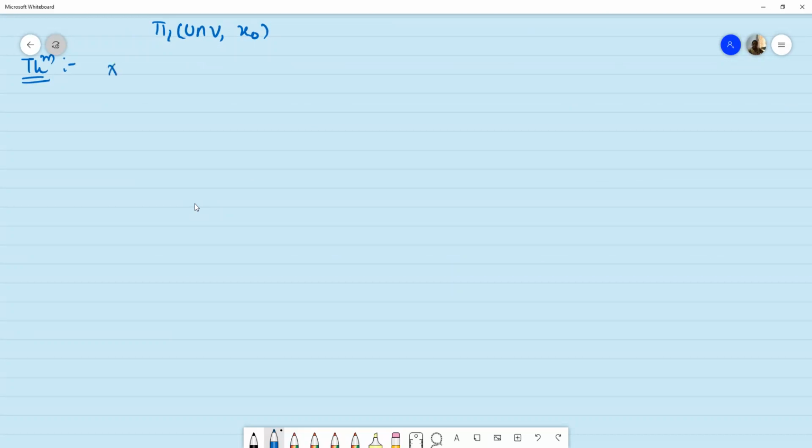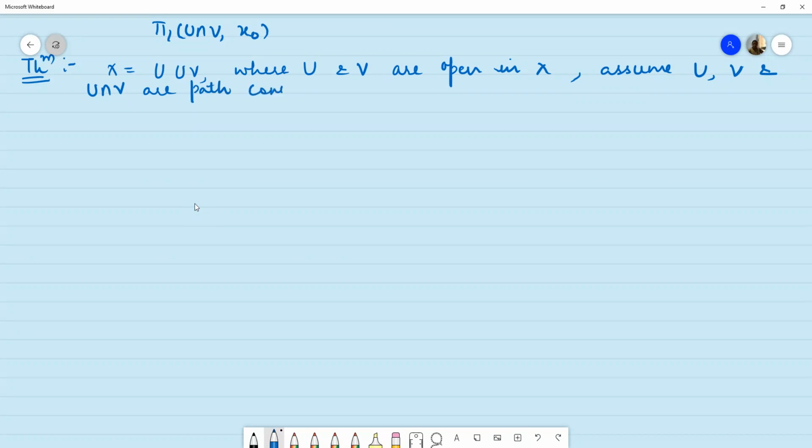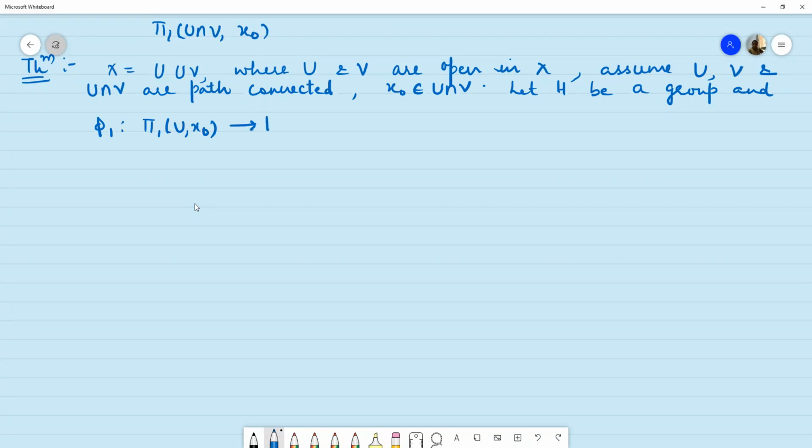So this theorem says: when X is U union V, where U and V are open sets in X, and we assume that U, V and U intersection V all are path connected, and if we take a point x naught in U intersection V, and H be any group, and we assume two different homomorphisms, one is phi1 from the fundamental group of U to H, and the other is phi2 from the fundamental group of V to H. Let these be homomorphisms.